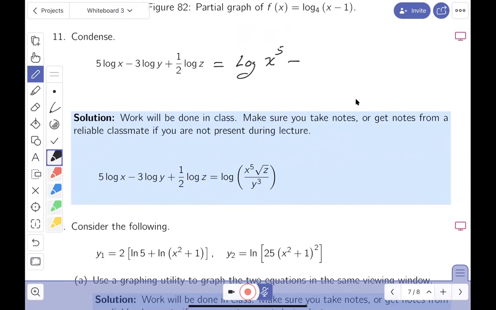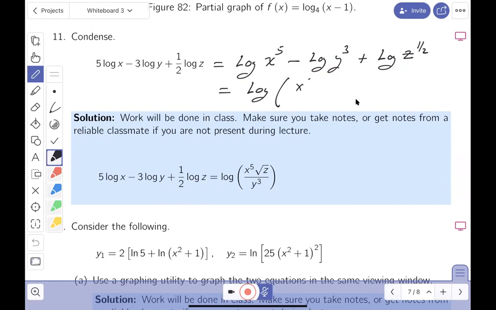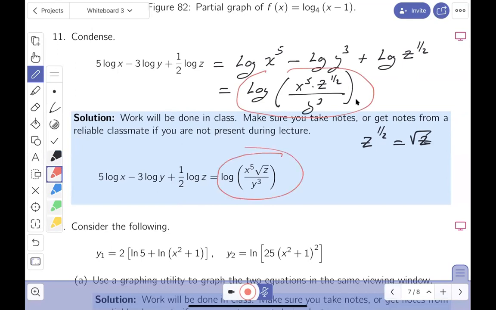Minus, what do you get over here? Log base 10 y cubed. Let's keep going. What's the next one going to be? Plus log base 10 z to the 1/2 power. Just looking at it, I realize I've got a division and a multiplication, and I'm going to do that in one shot. What do you get over here? Log of the multiplication, which is x to the 5 times z to the 1/2 power, all over y cubed. Again, in the notes I'm writing z to the 1/2 as the root of z. I don't mind either way, they're the same to me. All right, we got it.